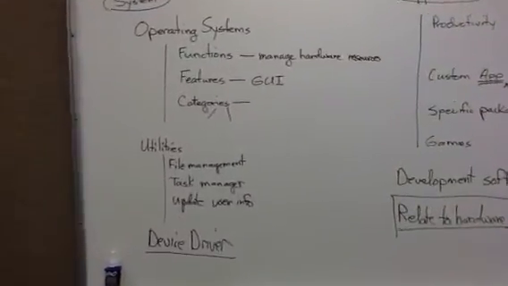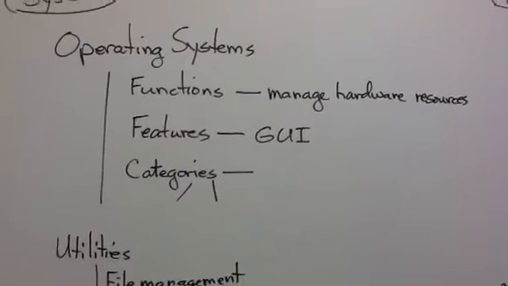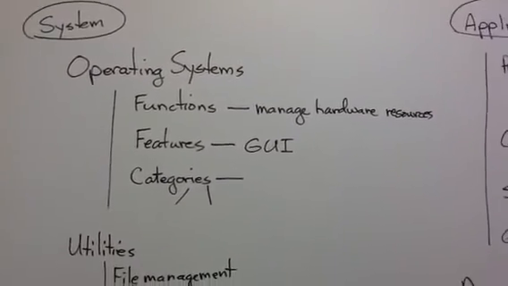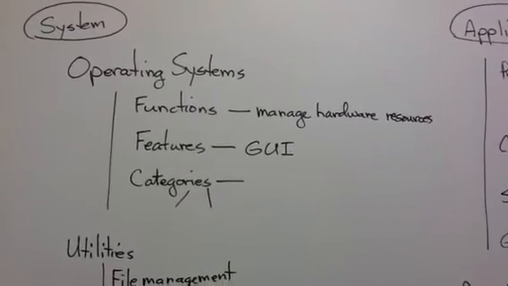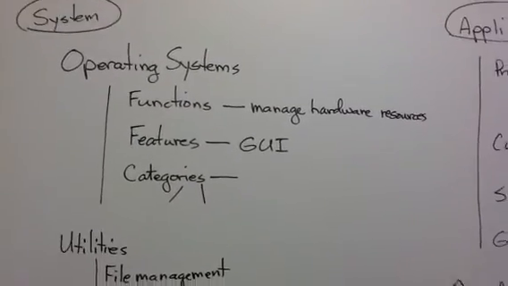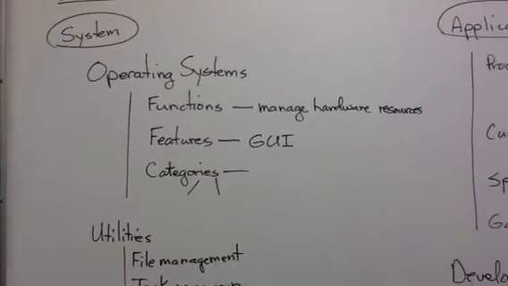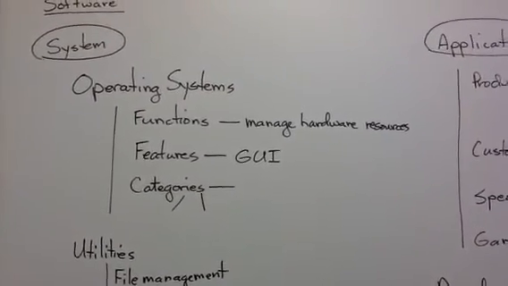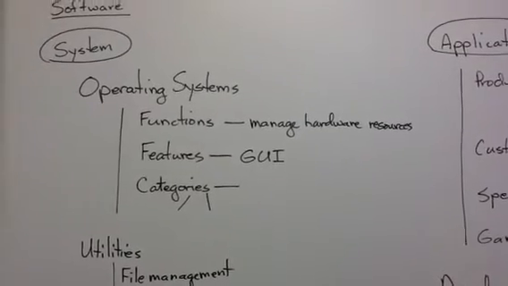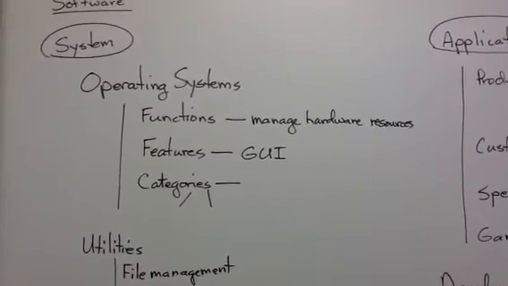And key things, first of all, operating systems. The functions: they manage hardware resources, they manage the hardware, they take care of things like what information is in RAM, what needs to be moved up to the processor. They manage all of that multitasking when the computer appears to be doing multiple things at once. They keep track of all of that.